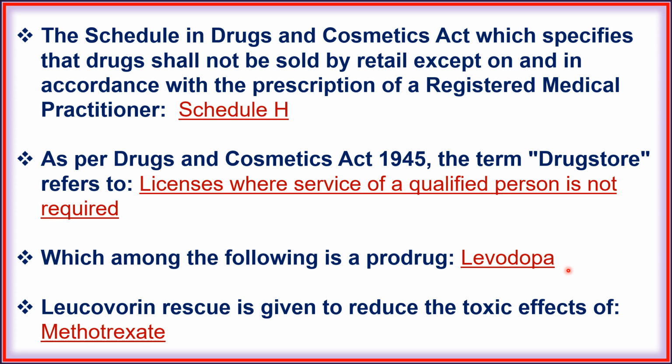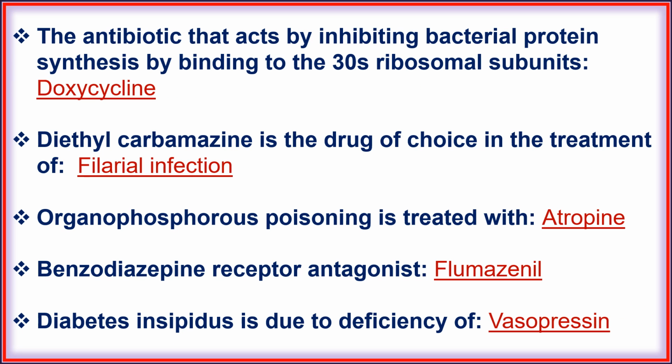Next, which among the following is a prodrug? That is levodopa, a prodrug that is converted into dopamine in presence of enzyme dopa decarboxylase. Next, leucovorin is given to reduce the toxic effect of methotrexate. Next, the antibiotic that acts by inhibiting bacterial protein synthesis by binding to 30S ribosomal subunit is doxycycline.